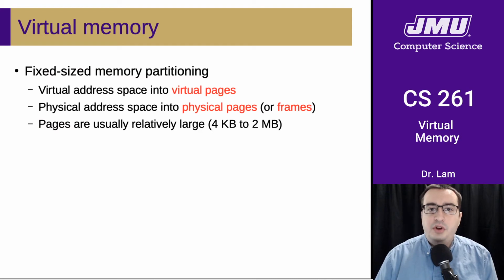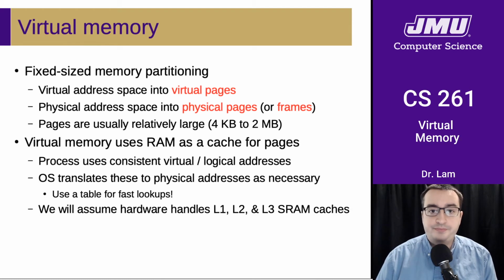Virtual memory uses what's called fixed size memory partitioning, where it takes these address spaces and splits them into fixed sized pages. So the virtual address space is split into virtual pages, and the physical address space is split into physical pages. These pages are generally the same size, and they are usually fairly large, somewhere on the order of a few kilobytes up to a few megabytes.